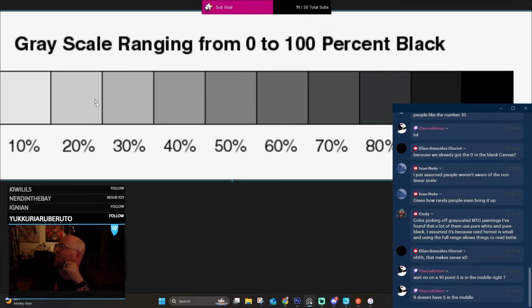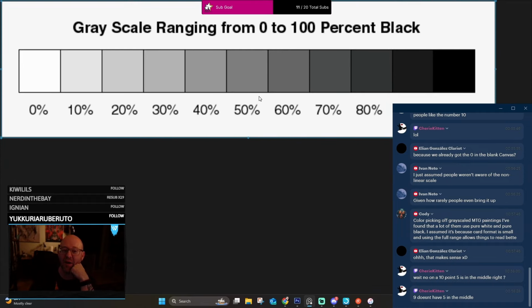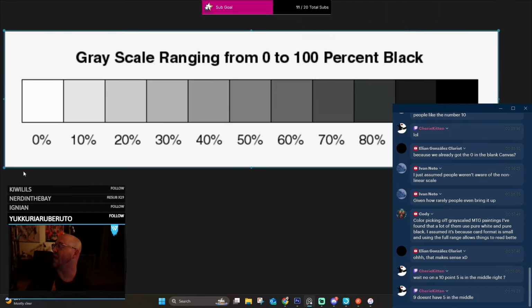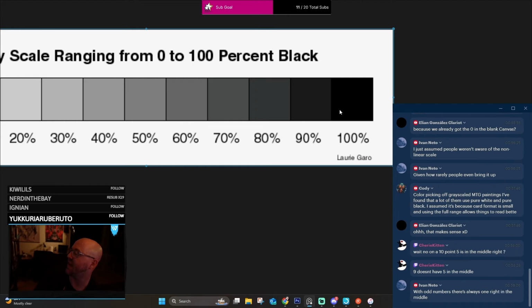Because this is the 1, 2, 3, 4, 5, 6, 7, 8, 9, 10. This is still a 10-point scale. So this is actually an 11-point scale. Count the blocks. The same reason these numbers. So if we really wanted just 9 points, here's 9 points. 1, 2, 3, 4, 5, 6, 7, 8, 9.